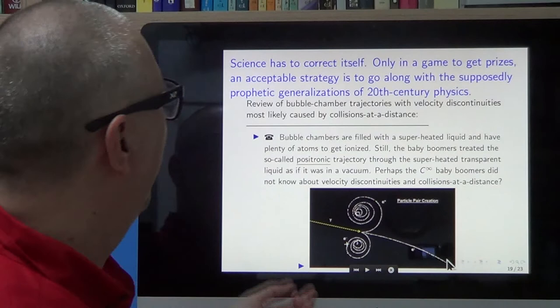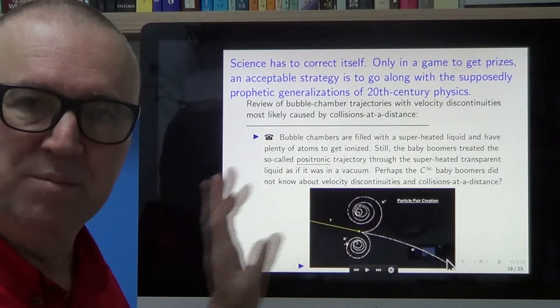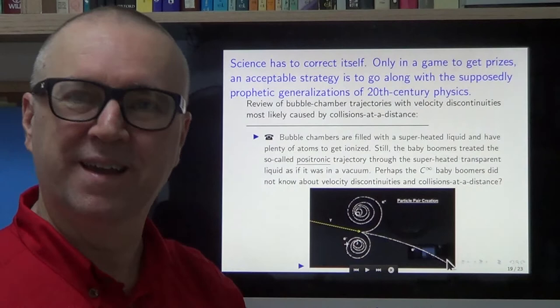Perhaps the C infinity baby boomers did not know about velocity discontinuity. Certainly they didn't care for it, and collisions at a distance. So let me tell you what it is. This is how my simple theory differs from particle physics.